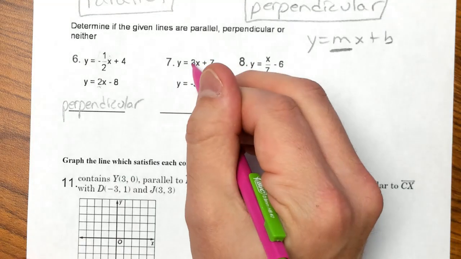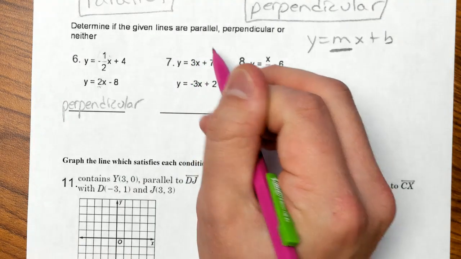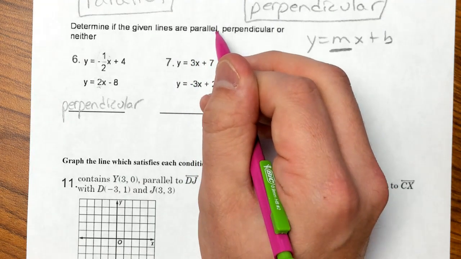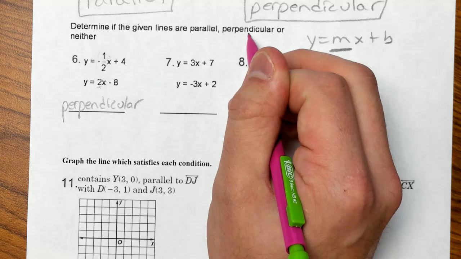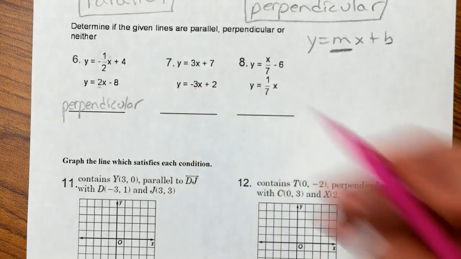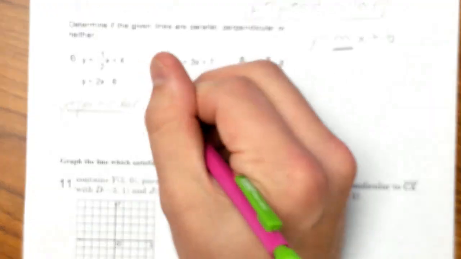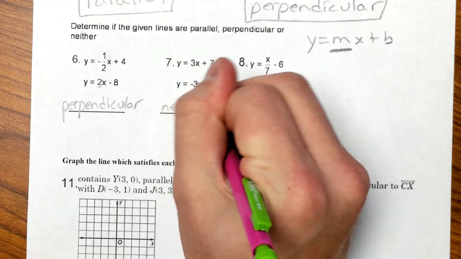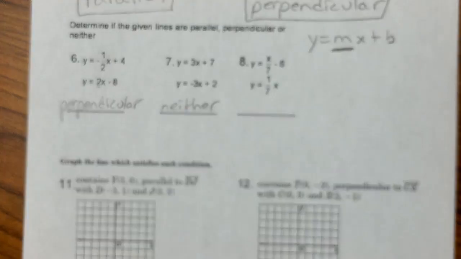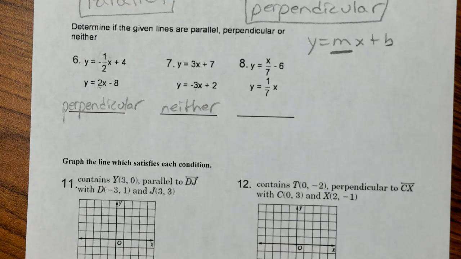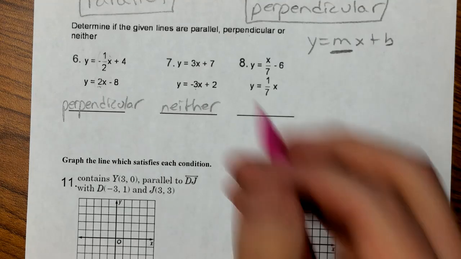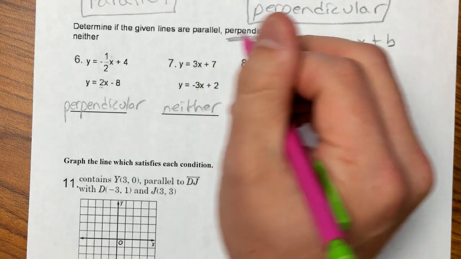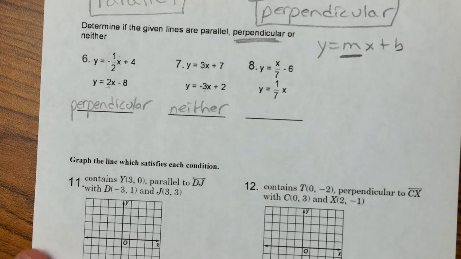Here, I know this is 3 and this is negative 3, so it's not parallel because they're not the same. Is it perpendicular? Well, I flipped the sign, but did I flip my fraction? So no, this one is going to be neither because it is not parallel and it didn't meet both qualifications for perpendicular. Remember, it has to meet both for them to be perpendicular.